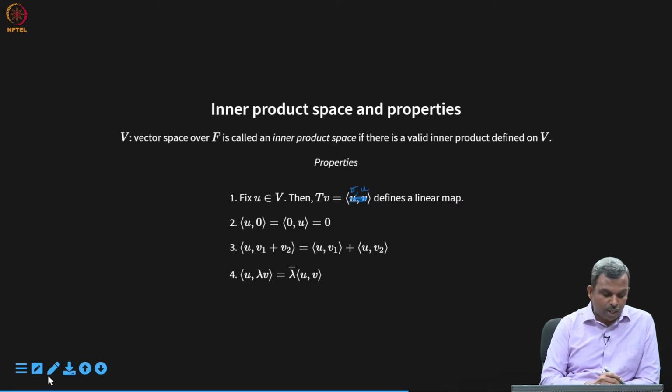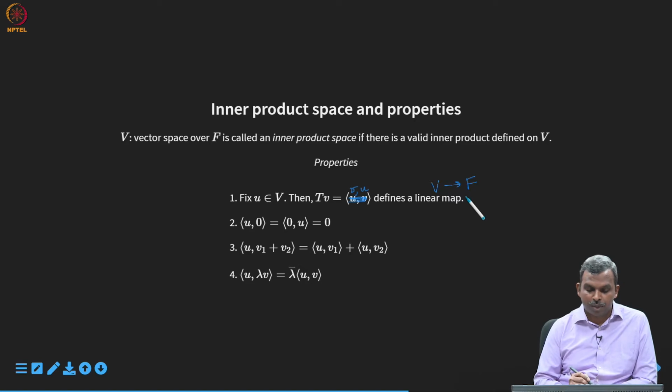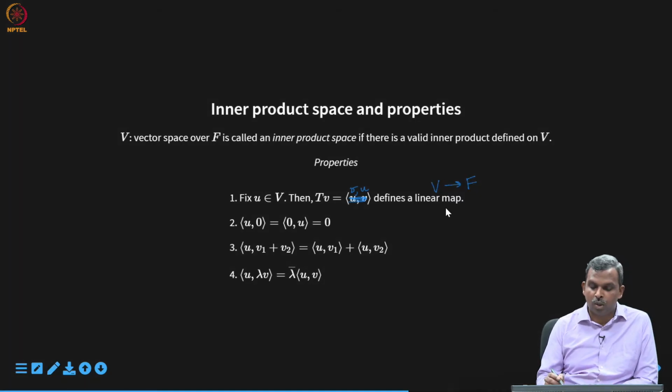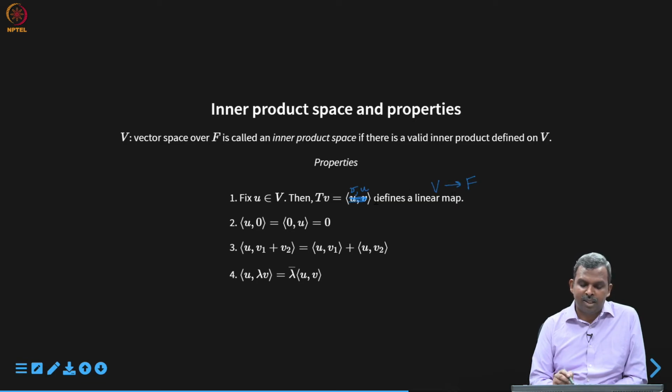Linear map from where to where? Linear map from V to F. So this is a very important notion. This linear map, the fact that the inner product represents a linear map, gives you so many advantages in simplifying our study of operators and all that. So we'll see them as we go along.